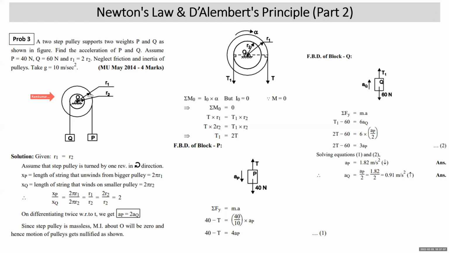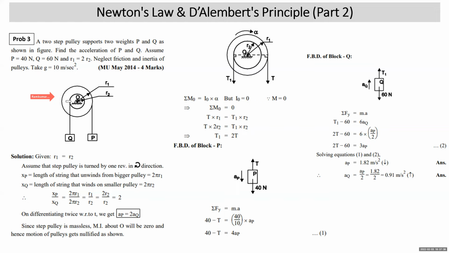Length of the string that will wind as it turns in the clockwise direction, block Q will go up. I mean, there will be winding on the smaller pulley. That is 2 pi R2. So you can say that XP is 2 pi R1, XQ is 2 pi R2. Again, I repeat that if it is turned by one revolution, block P will go down by the bigger distance, equal to the bigger circumference.